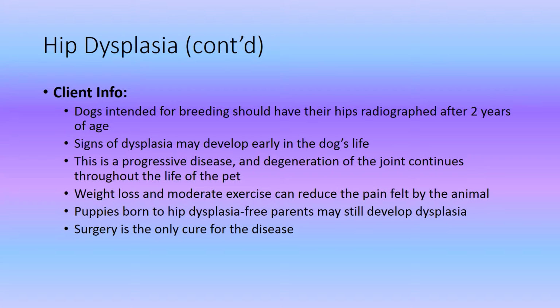The signs of hip dysplasia can develop early in the dog's life. It's very progressive, so the degeneration of the joint continues throughout the life. Weight loss and moderate exercise can really help the pet out. Puppies born to hip dysplasia-free parents may still develop hip dysplasia, so don't think that just because the mother and father are clear of hip dysplasia, they're 100% safe, because it's not like that. And surgery is the only cure.